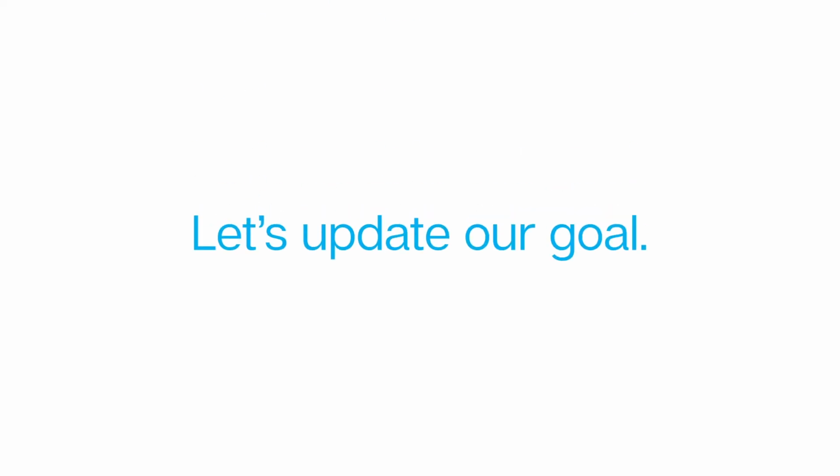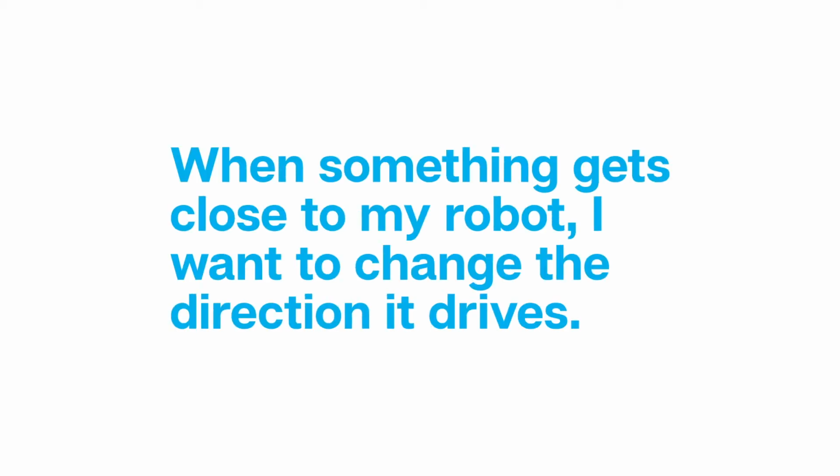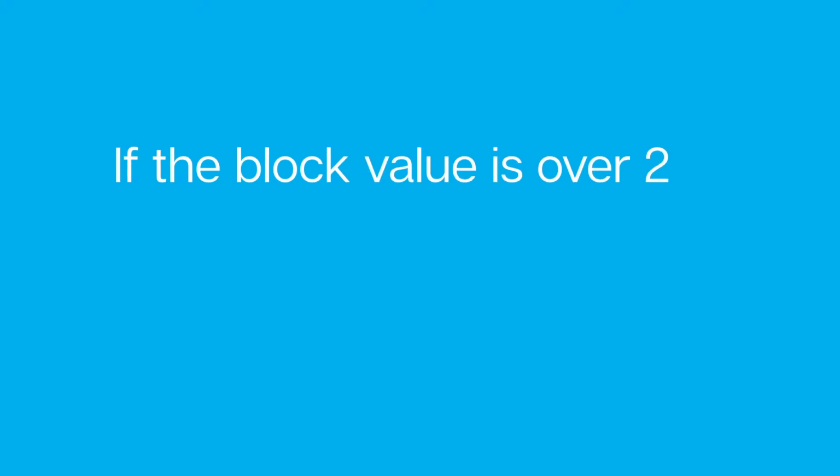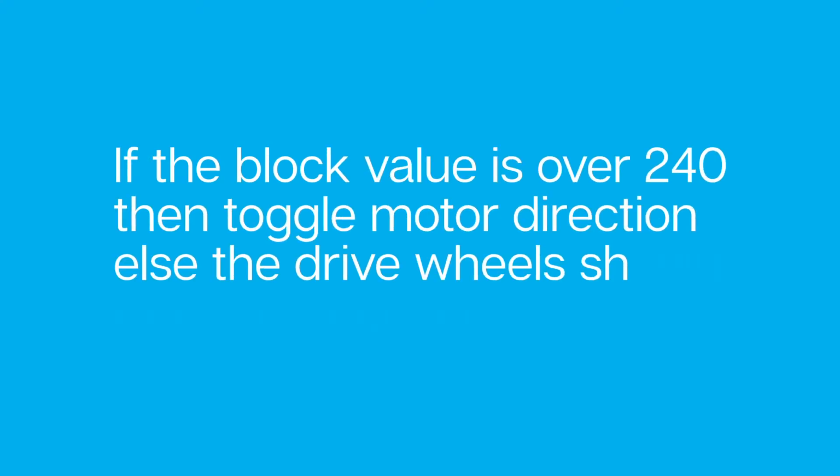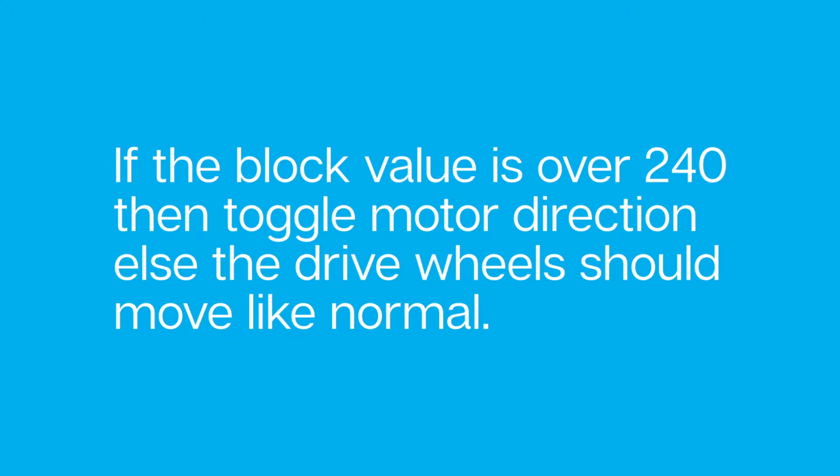So let's refine our desired behavior and put a little more pseudocode into our desired definition. Instead of "when something gets close to my robot, I want it to change directions when it drives," I'm going to describe the behavior as follows. If the block value is over 240, then toggle the motor direction, else the drive wheel should move like normal.